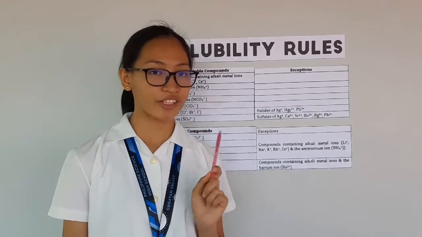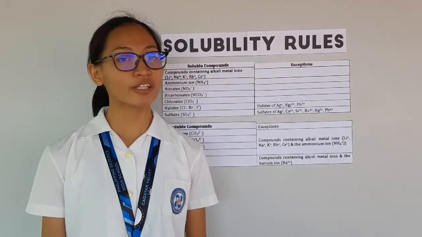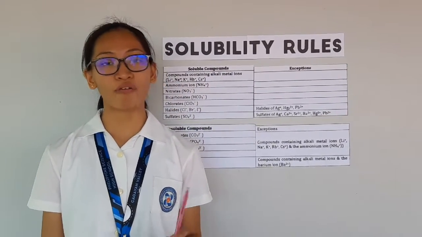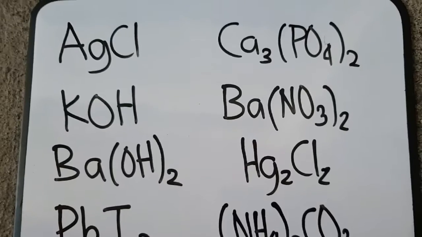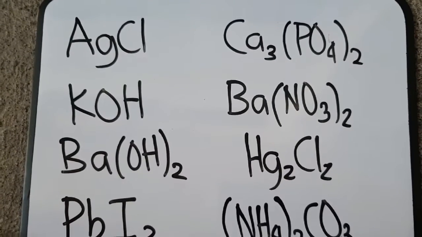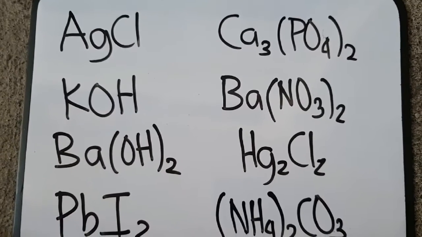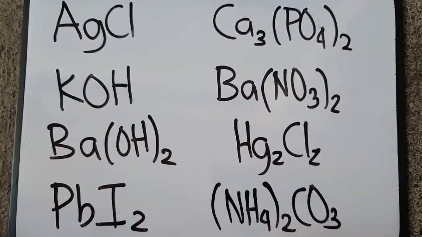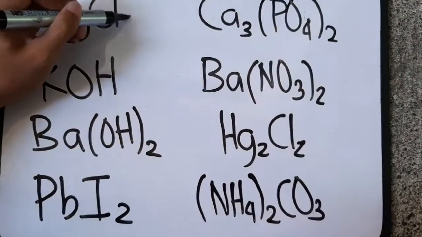Now that you have a better understanding of the solubility rules, let's try to predict the solubility of different compounds. Silver chloride. Let's take a look at the chloride part first. The halides are generally soluble except with silver, lead, and mercury. Silver is an exception, so it is insoluble. We are then going to write solid.